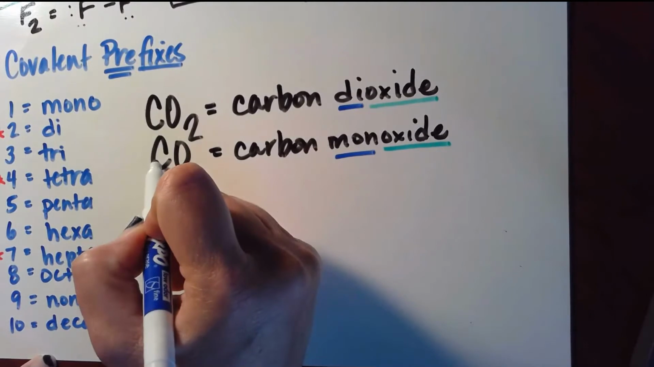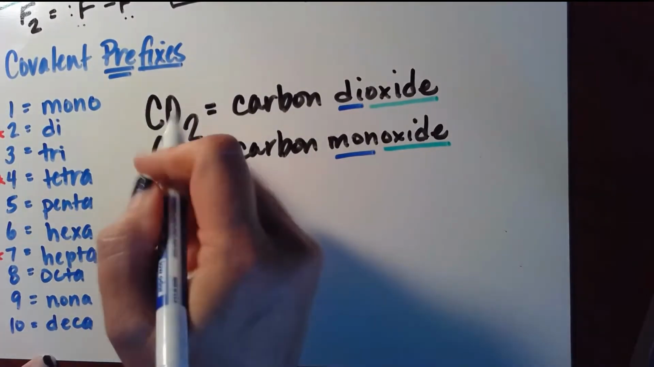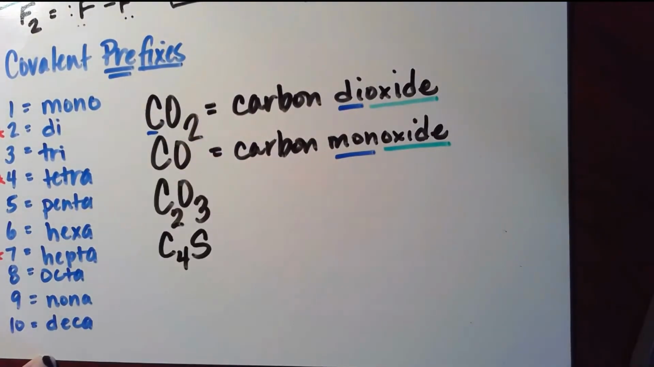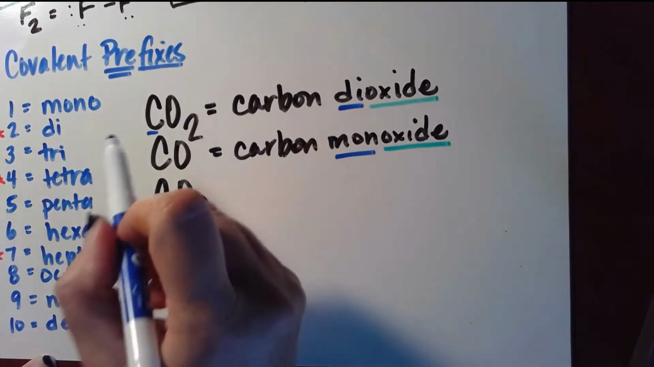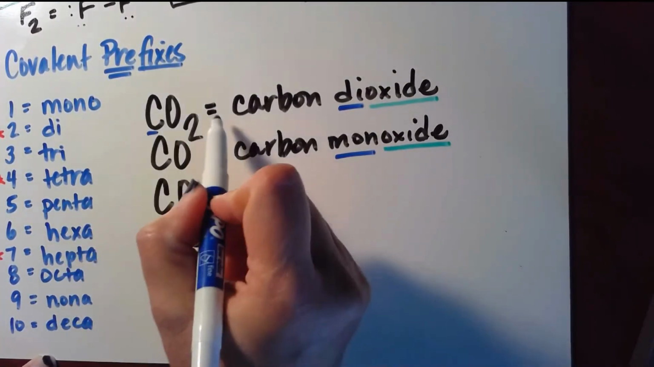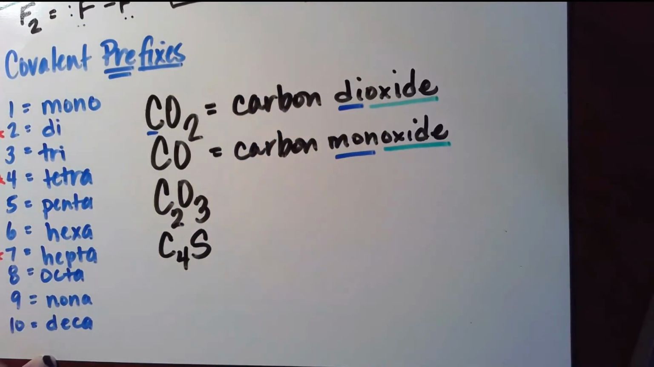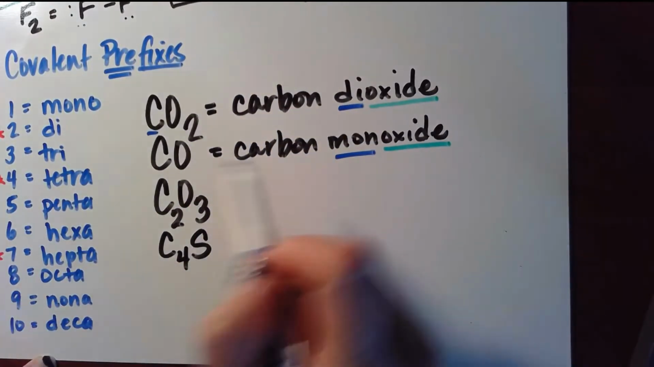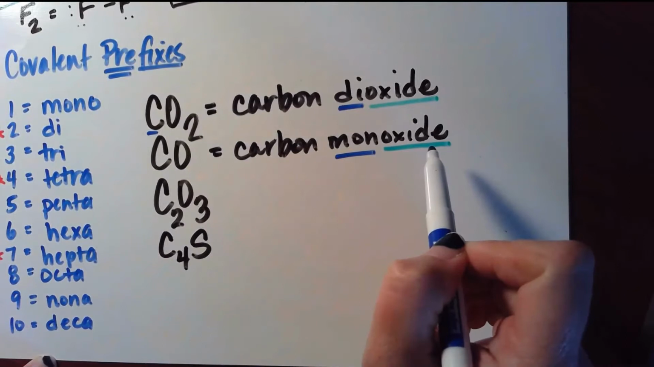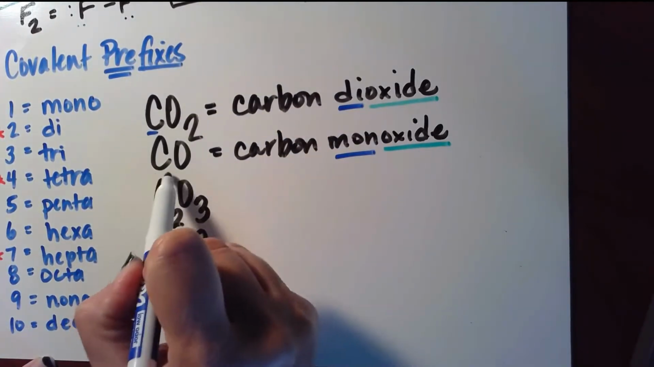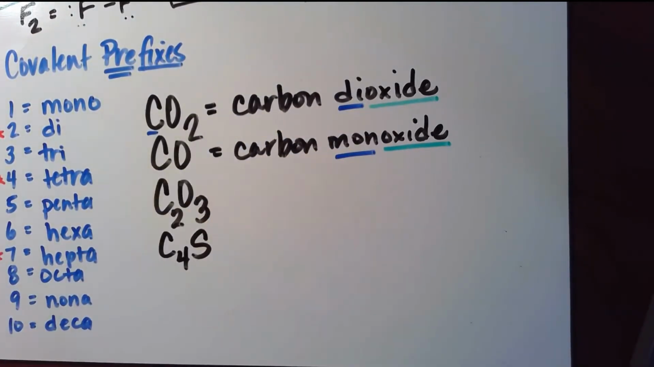Notice though that for both, the first element in the first position, if there's only one of them, we don't say monocarbon dioxide. We just say carbon dioxide. Same thing with carbon monoxide. So if there's one element in the first position, you just name it the way it is.